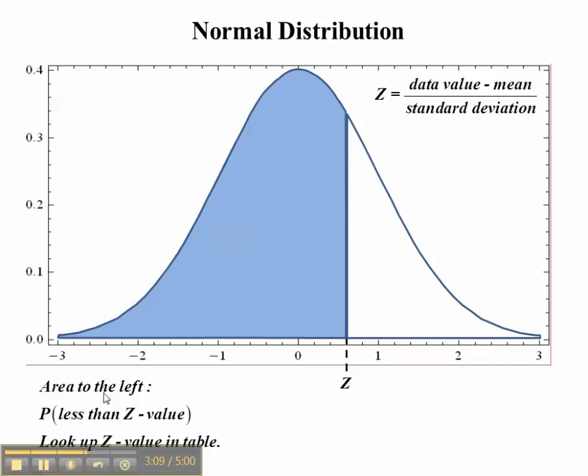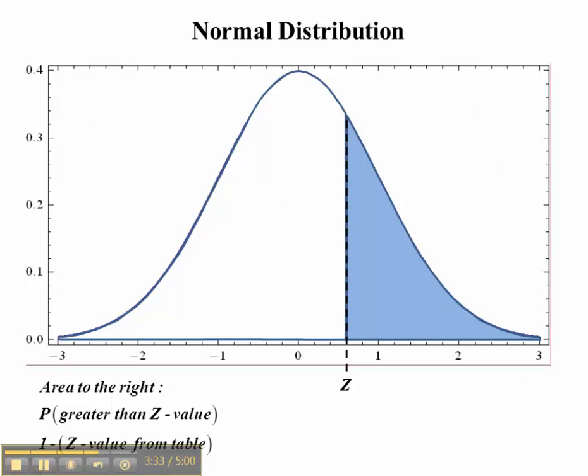And the way that the table in our textbook does it is it always shows the area to the left of a z-value. So let's just say this z-value is 0.9. If I want to know the area to the left, or the probability of z being less than 0.9, all I have to do is look it up in the book, and that would be my answer.